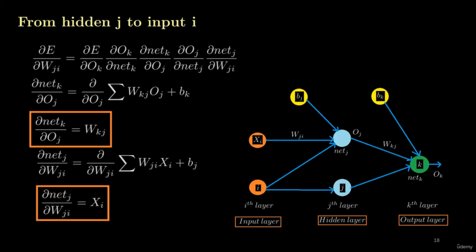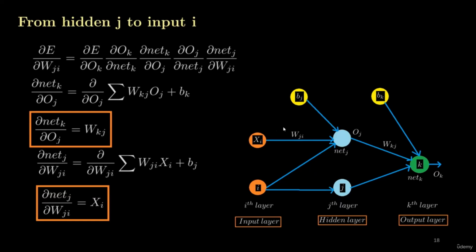So this lecture is a continuation of our previous lecture, which was on backpropagation. However, in this lecture, we will cover step 2 of backpropagation. That is, we will move from the hidden layer to the input layer, and we will update the weight, which is wji. So let's start this lecture.